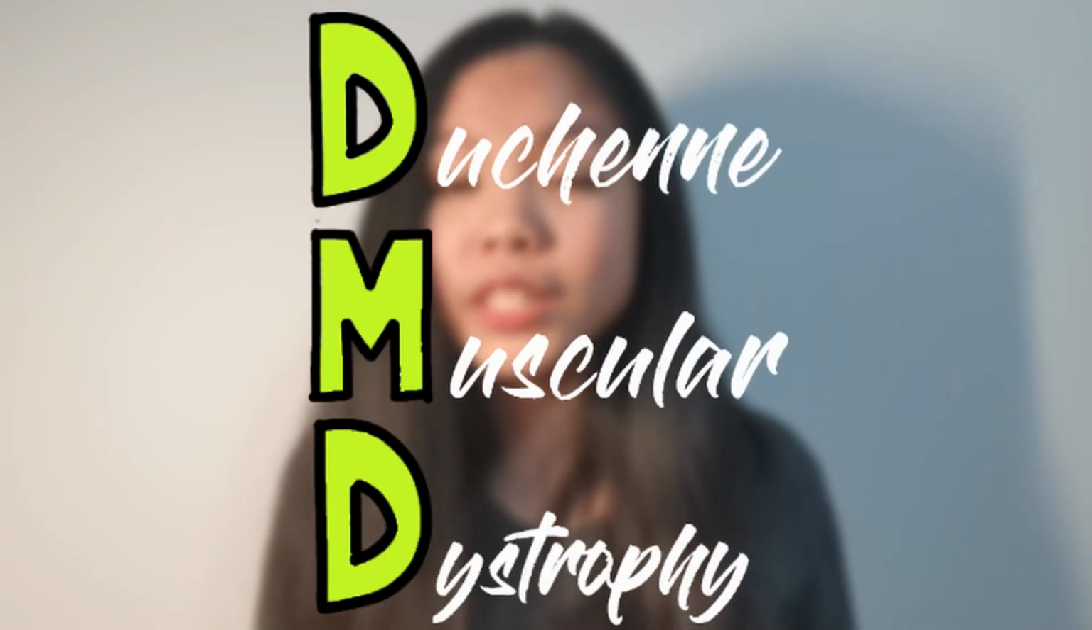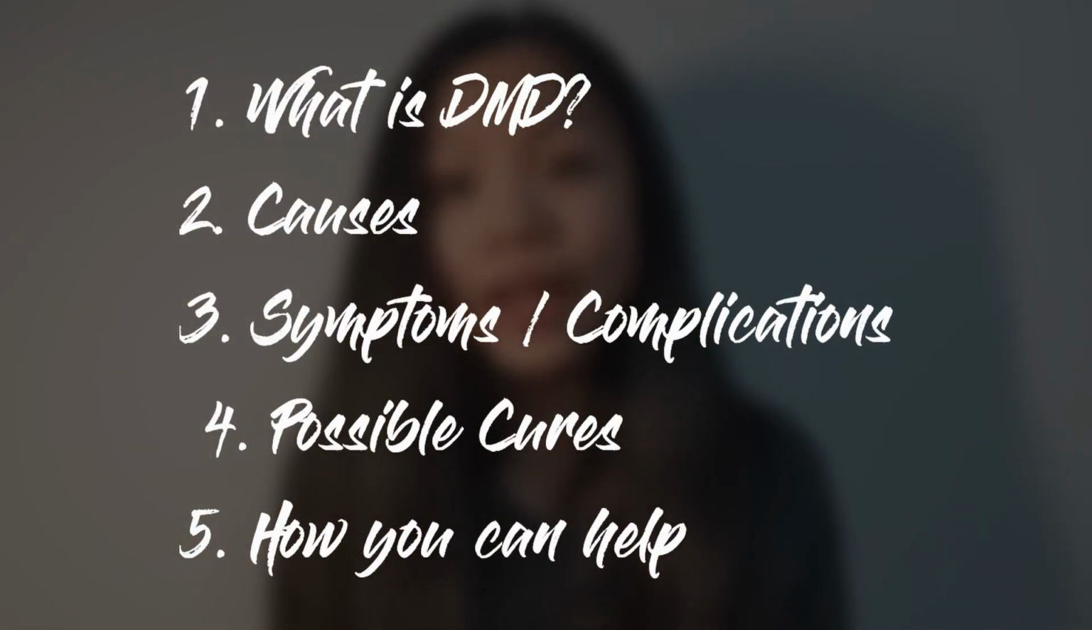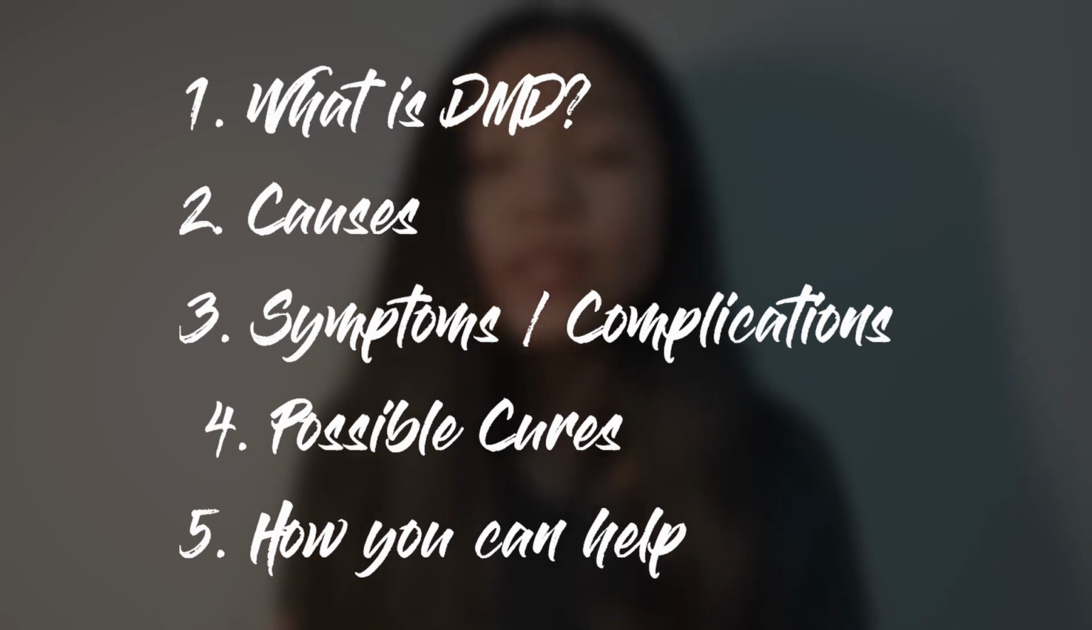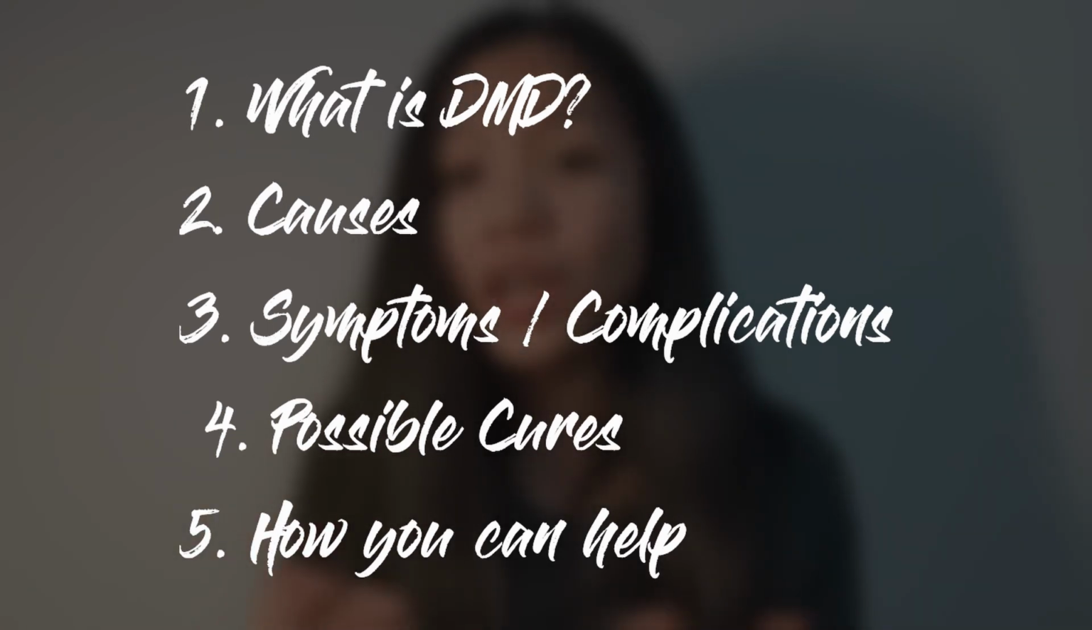What month is it? Yes, it is September, but did you know that's also DMD Awareness Month? DMD stands for Duchenne Muscular Dystrophy, which is a genetic disorder that affects the muscles, which includes the heart and the lungs. So I thought it would be a great idea to create an informative video about DMD. In this video, I'll cover what is DMD, how do these mutations occur, symptoms, complications, possible cures, and most importantly, how you can help.